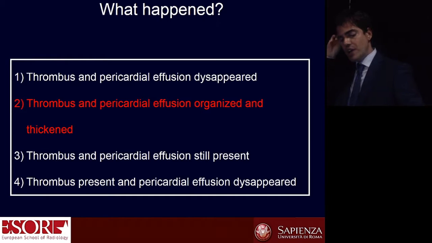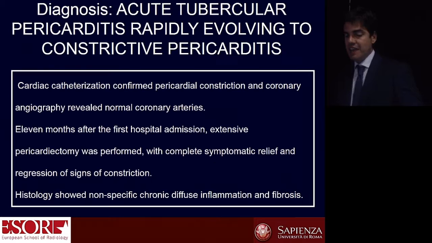This patient progressed to an organization of the thrombus, which disappeared, and a thickening of the pericardium. And he had a diagnosis of an acute tubercular pericarditis, which rapidly evolved to constriction. Cardiac catheterization confirmed pericardial constriction, and coronary angiography revealed normal arteries. 11 months after his hospitalization, this patient underwent extensive pericardiectomy, which confirmed our diagnosis. He had a complete relief of symptoms and regression of signs of constriction, and histology confirmed a non-specific chronic diffuse inflammation with fibrosis.